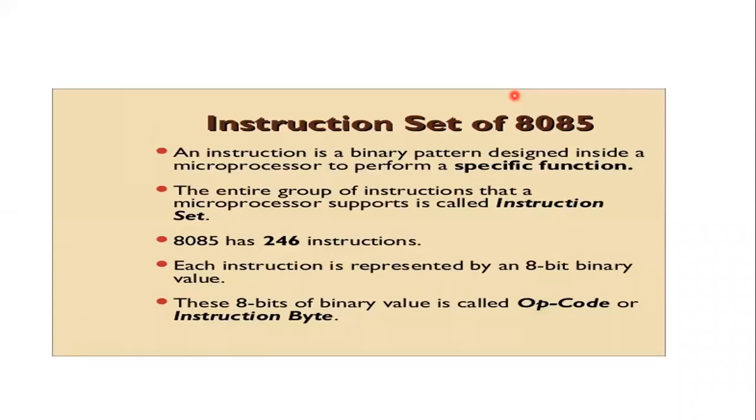8085 has 246 different instructions. Each instruction is represented by an 8-bit binary number. This 8-bit binary value is called the operation code, that is, opcode or instruction byte.